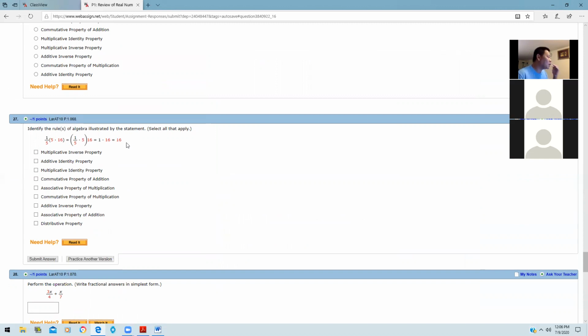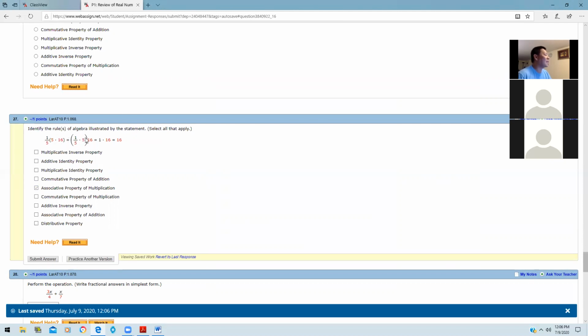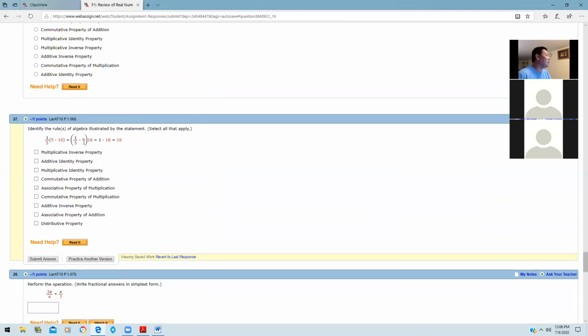Okay. So identify the rules. So is that multiplication? Let's see what we have here: 1 over 5 times 16. What they do here is change the 5 times 16. Instead of multiplying 5 times 16, they change it to 1 over 5 times 5. This is what we call the associative property of multiplication. So the first change you see here, from the first expression to the second, is the associative property of multiplication.